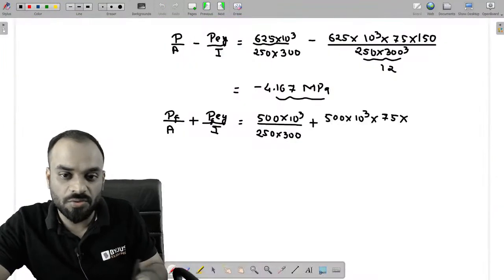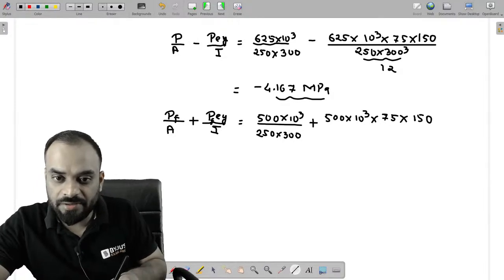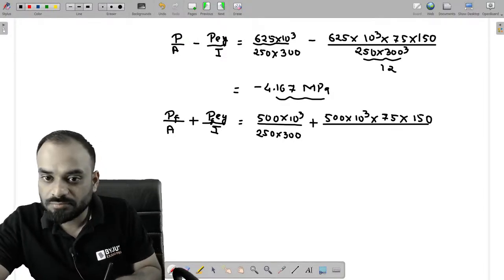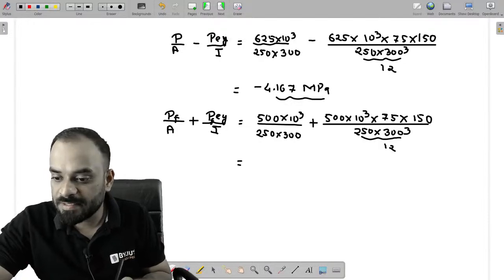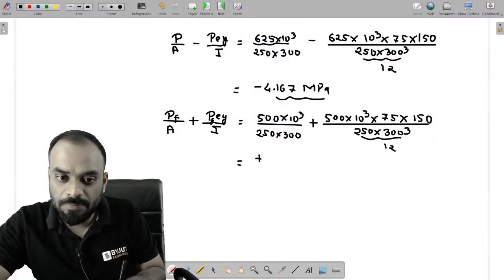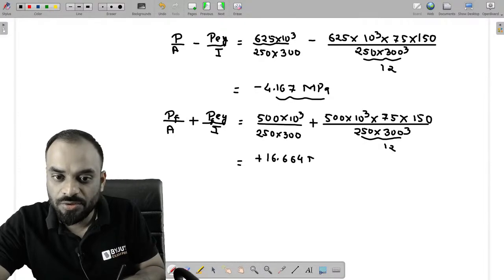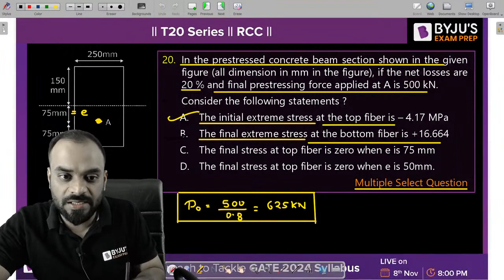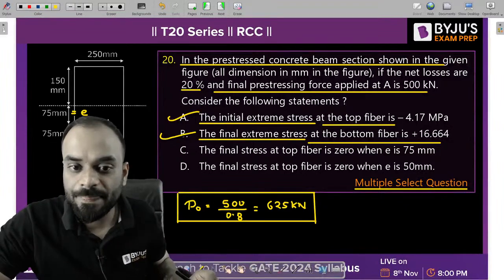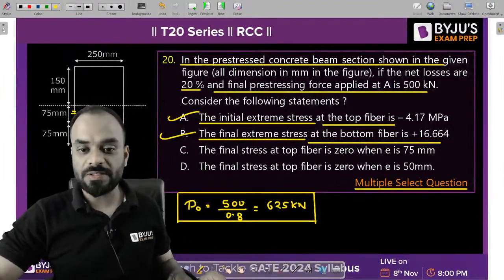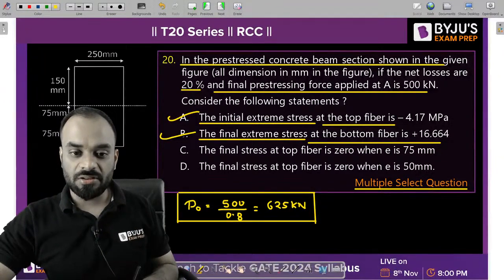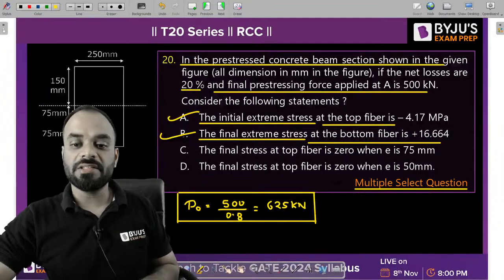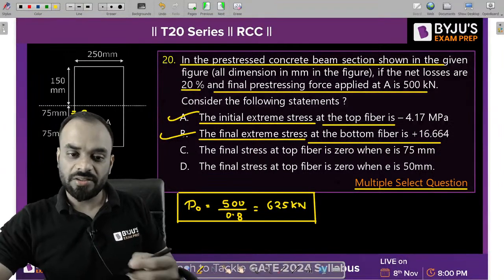Y is equal to how much? 150, and divide by moment of inertia. How much are you getting? Plus 16.664 megapascal. So this is the correct statement. This is also a correct statement. Next one, final extreme stress at the bottom fiber is 16.664. Now there are two statements remaining. The final stress at the top fiber is 0 when E is equal to 75 or E is equal to 50. That we have to estimate.